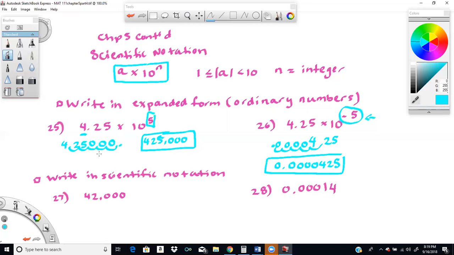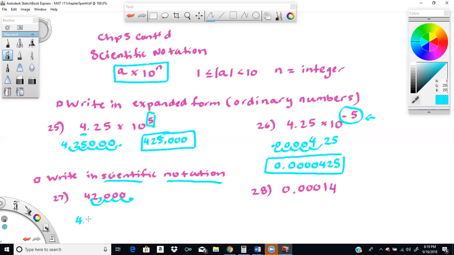Now, going the other way, when you're writing from expanded form or ordinary numbers to scientific notation, the thinking is kind of backwards. Here, my decimal is behind the 0. If you don't see it, it's behind the last 0. Again, A has to be between 1 and 10, so I would have to move it between the 4 and the 2.